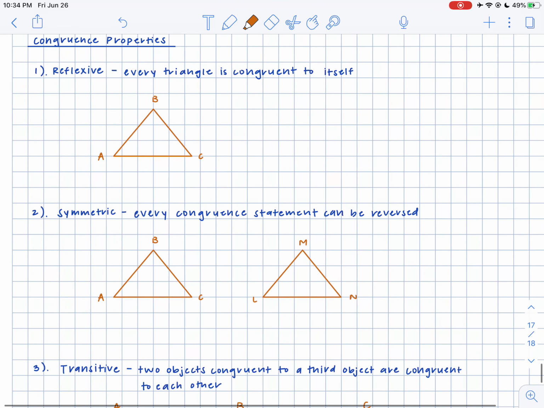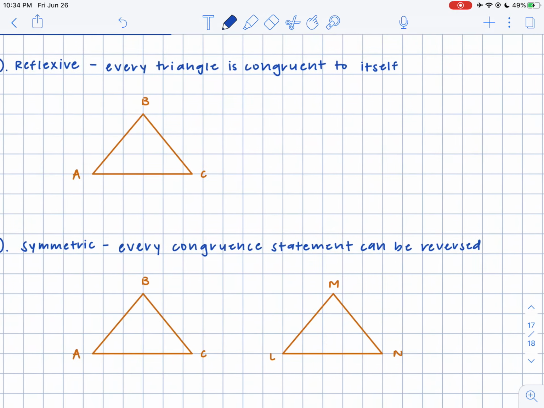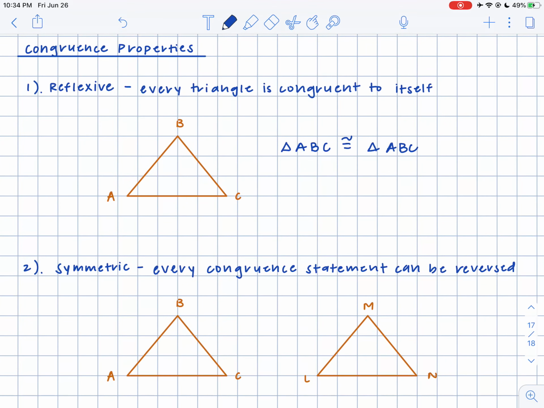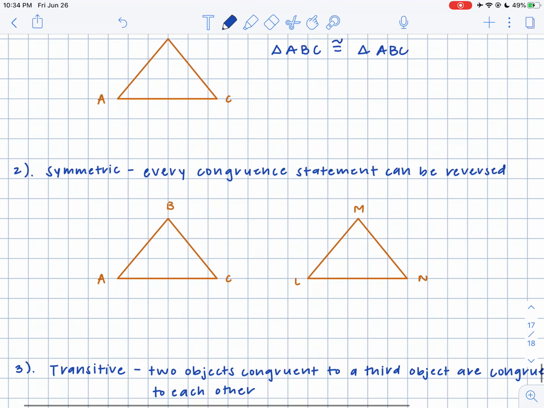Now let's get into congruence properties. There are 3 types of properties. Reflexive: the reflexive property states that every triangle is congruent to itself. What does that mean? This means I can say triangle ABC is congruent to triangle ABC. Now, that seems repetitive, but why is this important? This is important for proofs later on.